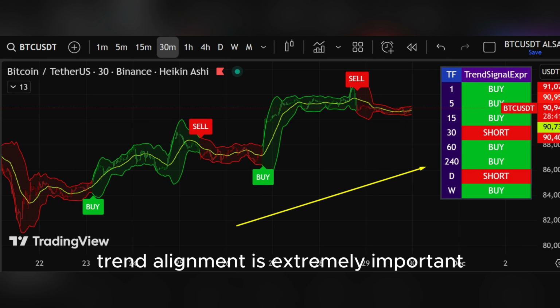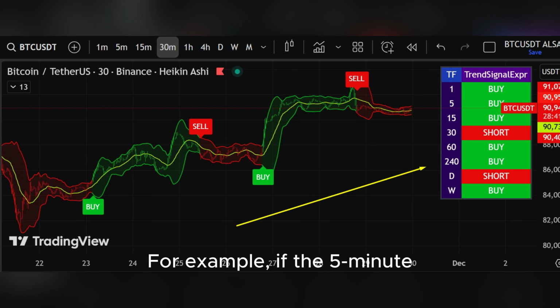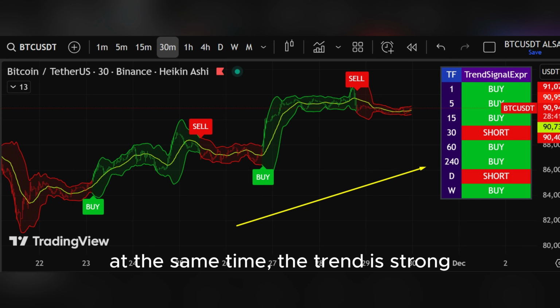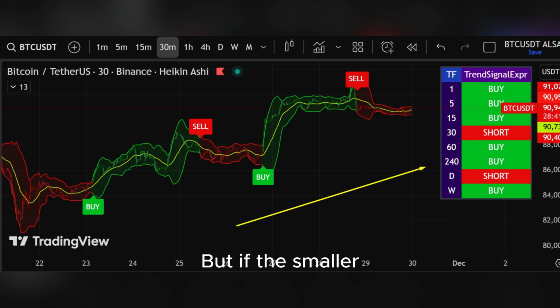In addition, trend alignment is extremely important. For example, if the 5 minute, 15 minute and 1 hour time frames all show green, buy at the same time, the trend is strong. But if the smaller time frames are green, while the daily chart is red, you're in a weak zone where a counter move is likely. That's why the panel doesn't just display signals, it also tells you how strong the trend really is.